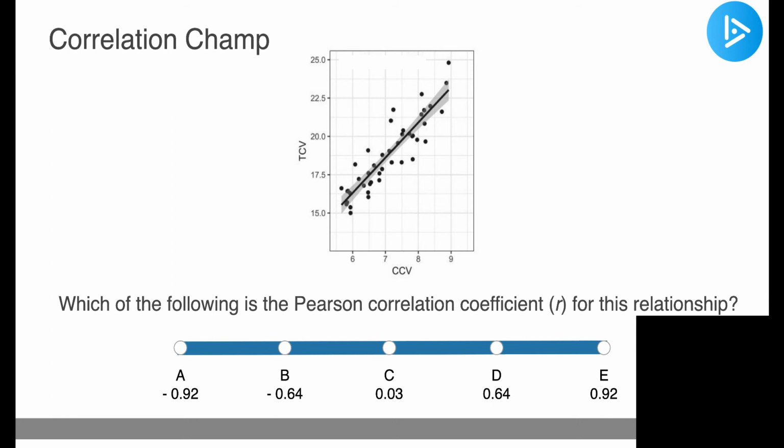Well, it's still a positive slope. This one's a little bit tighter. So this is E.